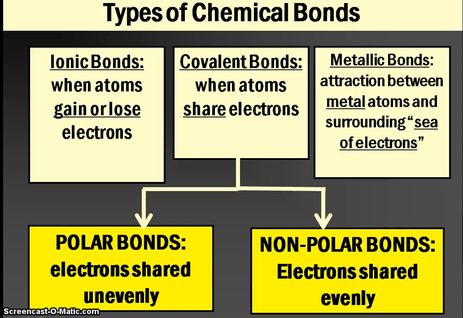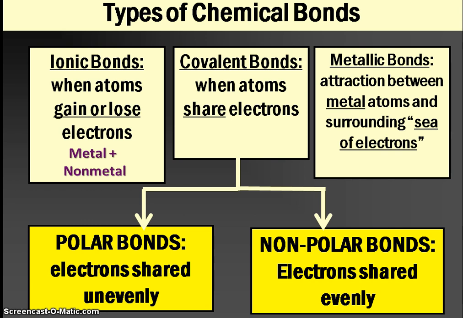So just to recap, the type of bonds we've looked at include the three following. In the last unit, we talked about covalent bonds, and that's when atoms are sharing electrons, which can be shared equally in a nonpolar bond or unequally in a polar covalent bond. In this unit, we're going to be looking at ionic and metallic bonds. You can see ionic bonds are when atoms gain or lose electrons. Metallic bonds are just the attraction between metal atoms and their surrounding sea of electrons, which we'll be looking at further in just a few slides.